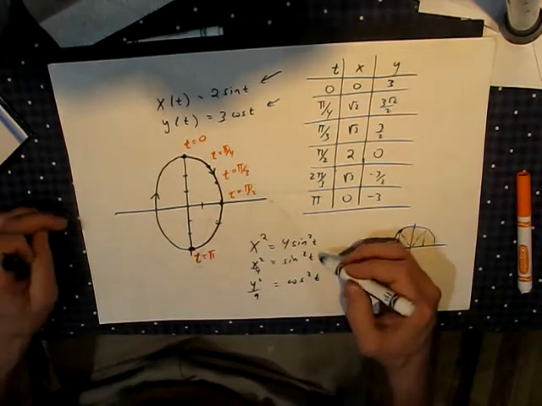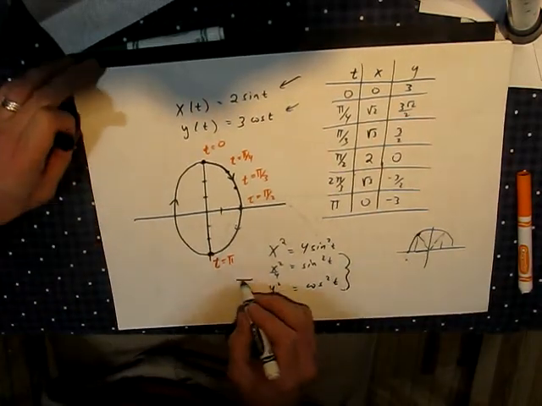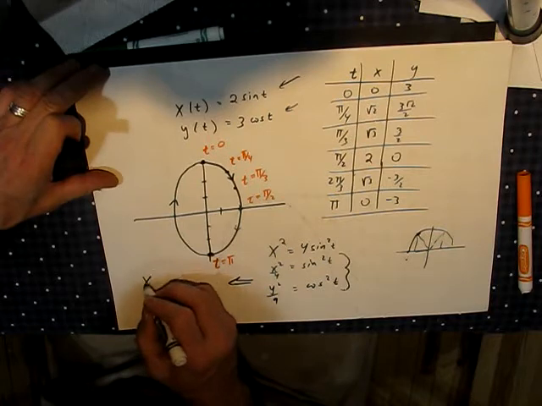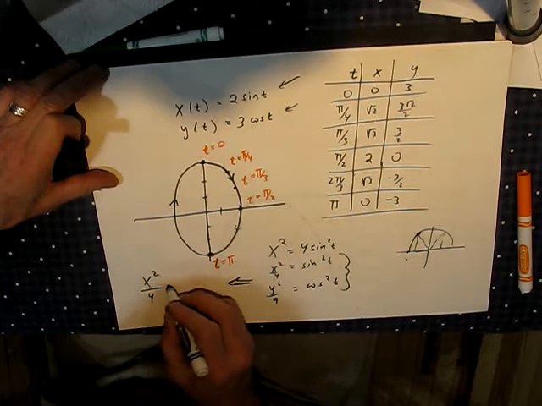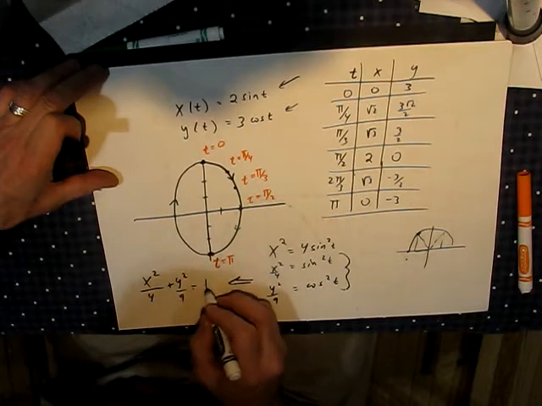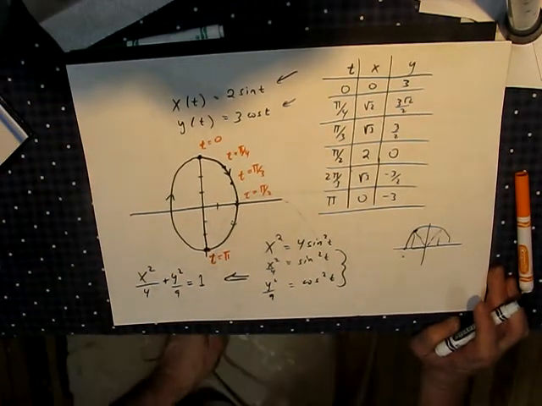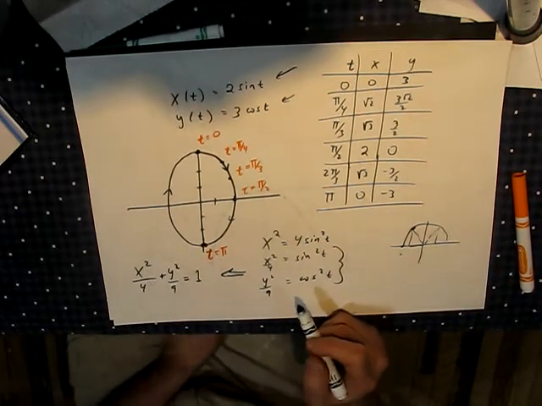And now I know a relationship that when you add sine squared and cosine squared, you get 1. And lo and behold, I get the equation x squared over 4 plus y squared over 9 equals 1. And this is called the standard form of a hyperbola. In fact, not a hyperbola, sorry, an ellipse.